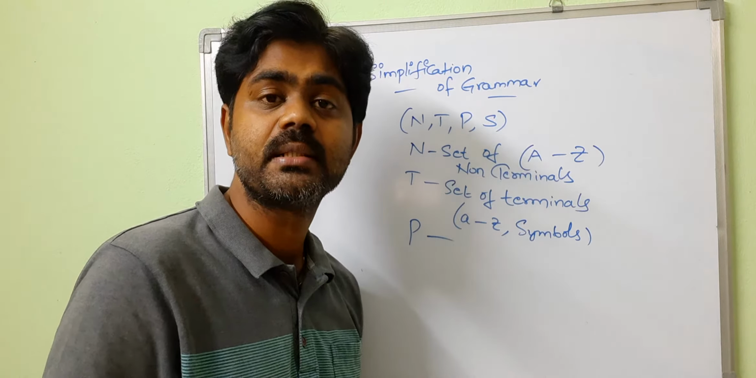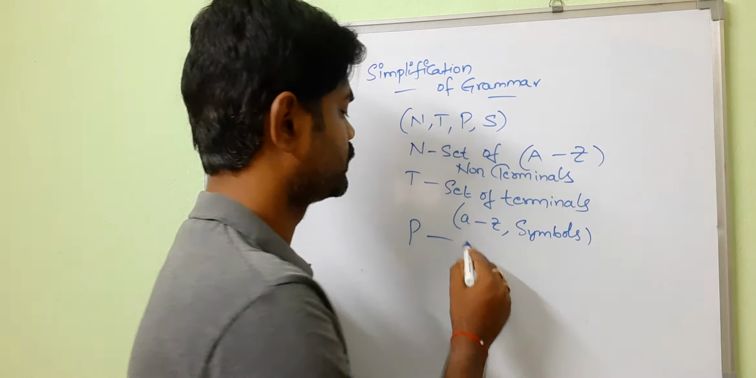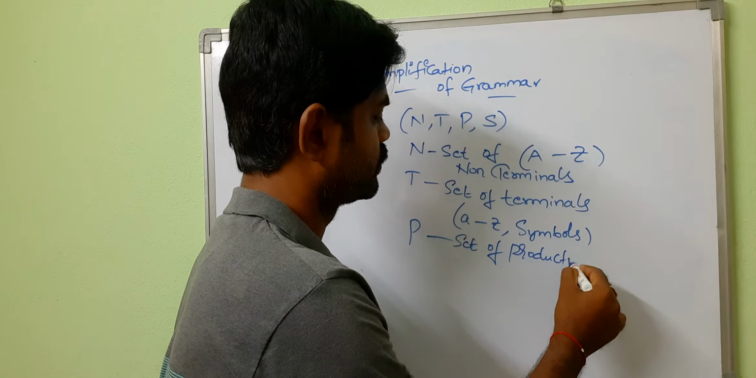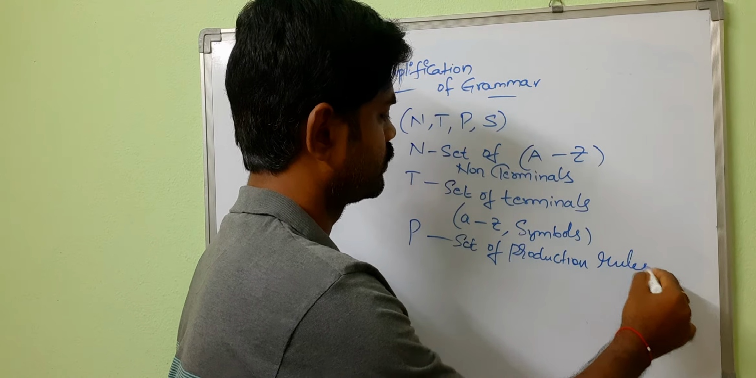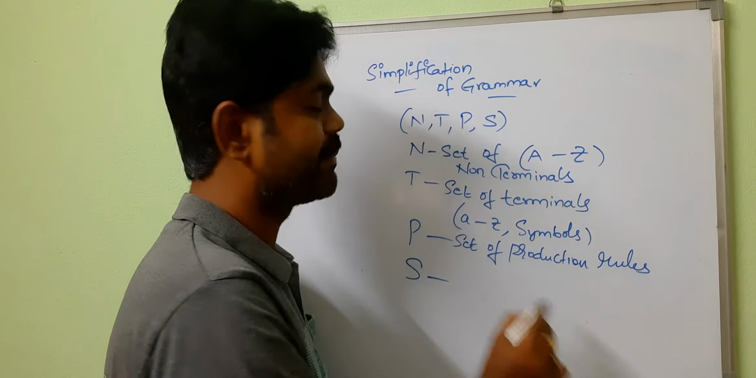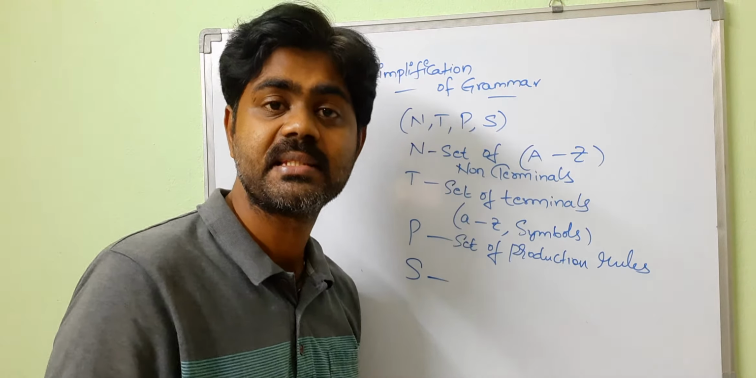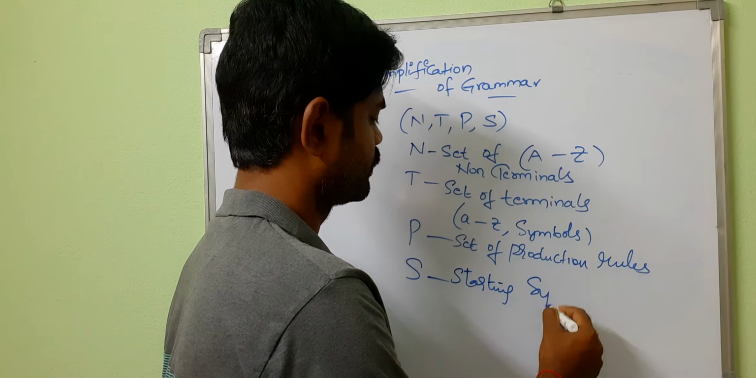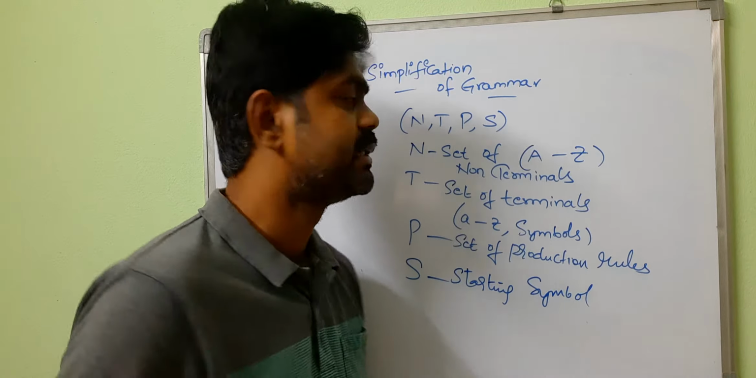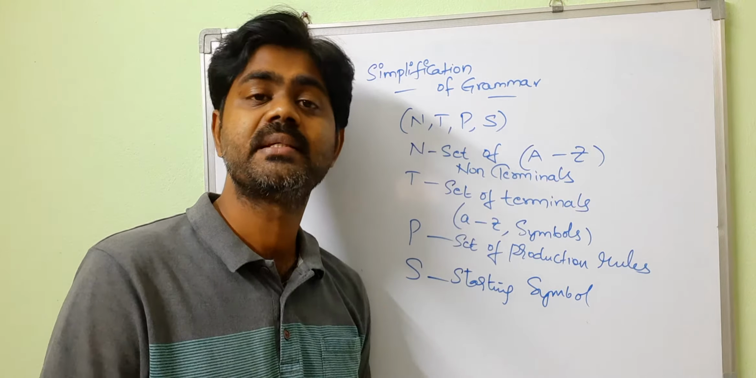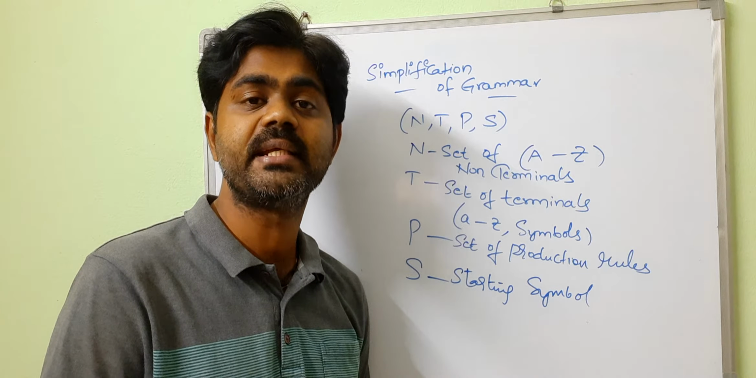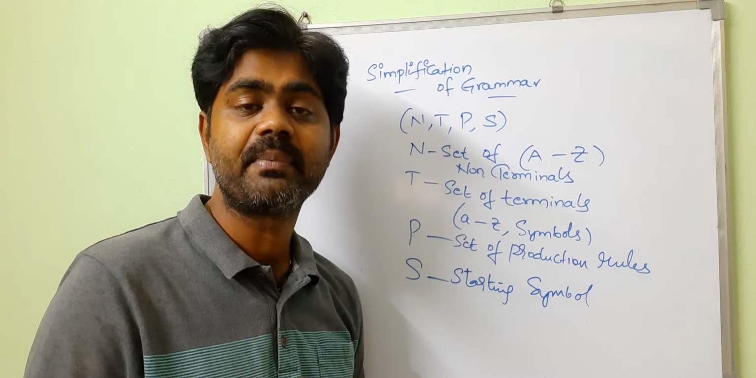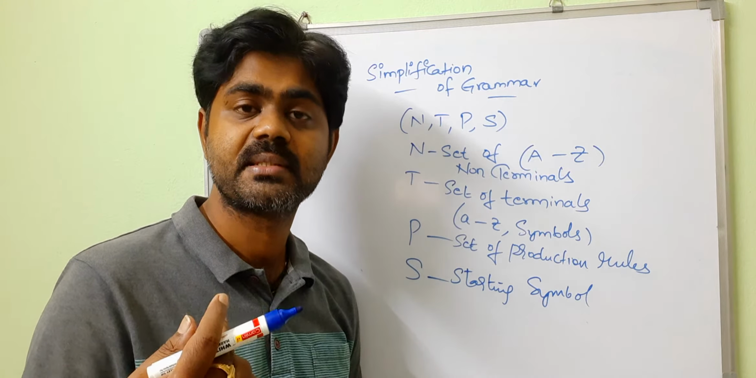So what is P here? P is the set of production rules. What is capital S? Capital S stands for the starting symbol. Okay, so your grammar is N, T, P, S. N stands for the set of non-terminals, T stands for the set of terminals, P is the set of production rules, and capital S is nothing but your starting symbol.